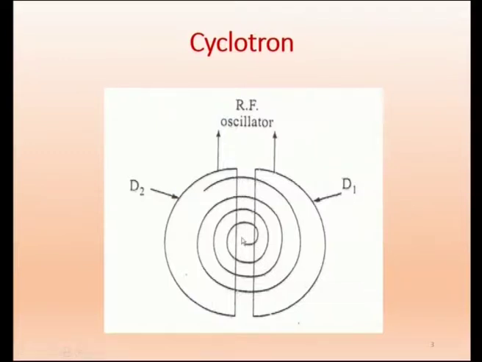Suppose you assume it is a negative particle. That negatively charged particle will be attracted towards D1 when D1 is positive, and towards D2 when D2 is positive. Therefore, every time the energy increases, and it goes in a spiral path. It makes many circles in a spiral, and finally it comes to the periphery. After that it can come out, and that will be used for the target. So this is the basic construction.